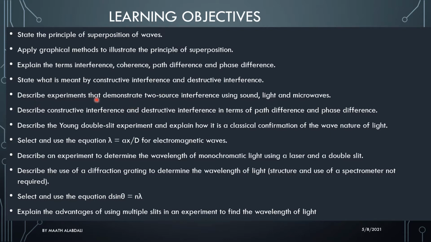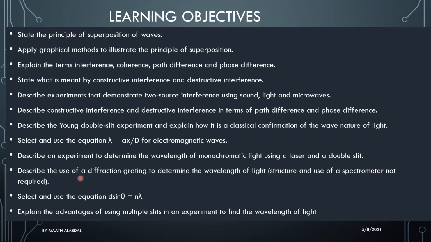I'll describe experiments and demonstrate two-source interference using sound, light waves, and microwaves, and I'll describe constructive interference and destructive interference in terms of path difference and phase difference. I'll describe the Young's double slit experiment, and I'll explain how it is a classical confirmation of the wave nature of light. I'll use the equation lambda equals ax over d for electromagnetic waves. I'll describe the experiment to determine the wavelength of monochromatic light using a laser and a double slit.